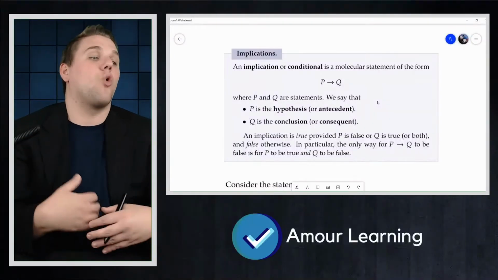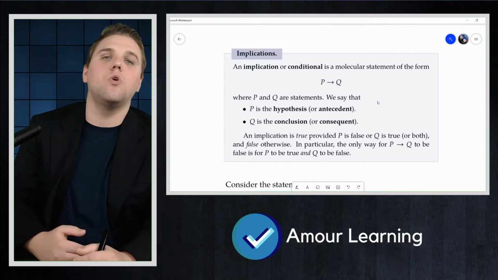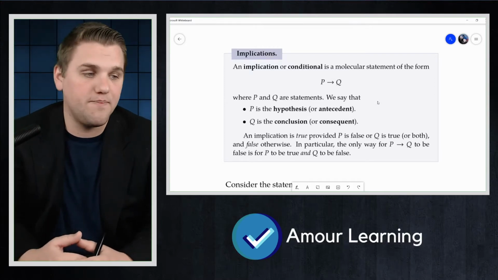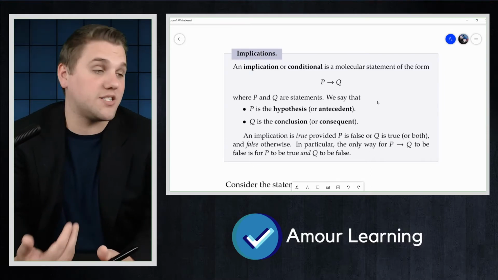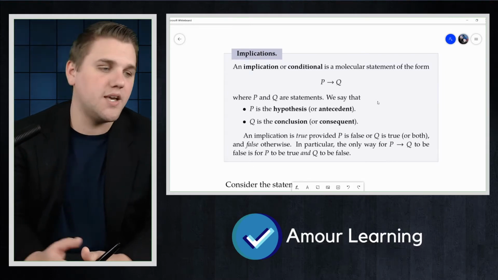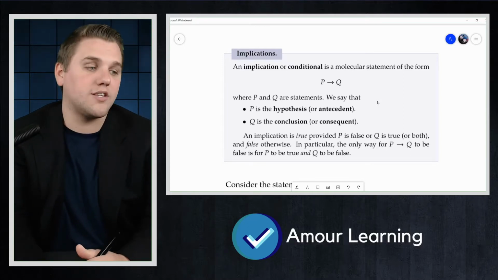So let's first start by talking about what an implication is. An implication or conditional is a molecular statement of the form P implies Q, where P and Q are statements. We say that P is the hypothesis or the antecedent. I'll sometimes refer to it as the premise. And then Q is the conclusion or the consequent, sometimes known as the consequence.